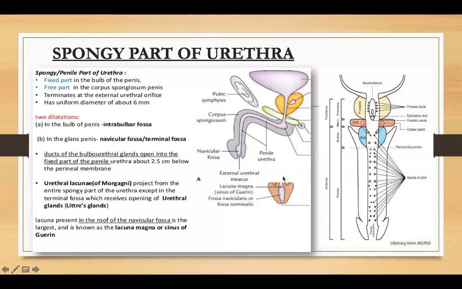So this is about the spongy part of the urethra. It has two dilatations, the intrabulbar fossa and the navicular fossa. Here is the opening of the bulbourethral glands and here the opening of the glands of Littre. There are recesses known as urethral lacunae throughout the spongy urethra, except in the terminal fossa, which receives openings of urethral glands. So this is about the spongy part of the urethra.